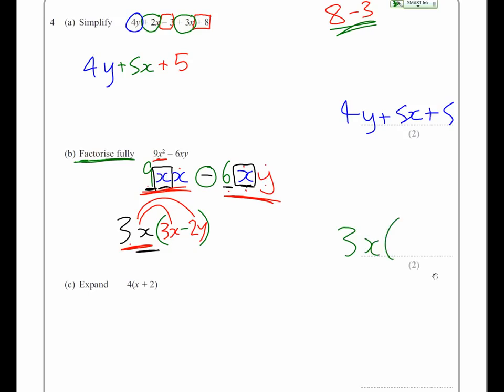3x minus 2y. Part C is doing the opposite. We're getting out of the brackets. And if you did the opposite here, you should get back to that. That's how you know if you've done it right.